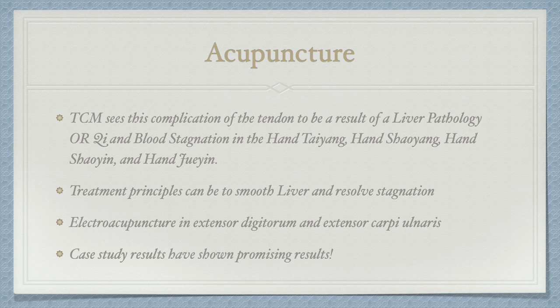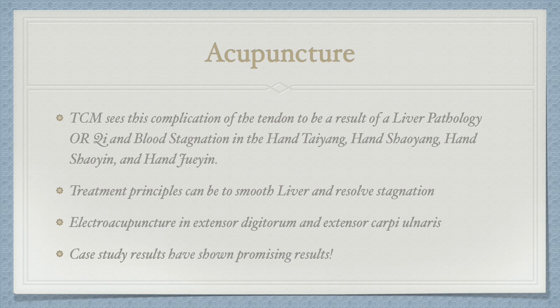Now, in acupuncture, we see things a little bit differently. From a TCM standpoint, it sees this complication of the tendons to be a result of a liver pathology or qi and blood stagnation in the channels of Han Tai Yang, Han Shao Yang, Han Shao Yin, and Han Jue Yin. So, because it's a liver pathology or qi and blood stagnation, we can either smooth the liver or resolve stagnation in the channel.